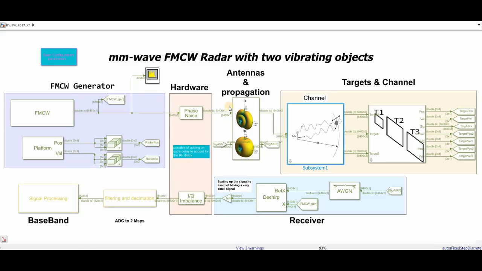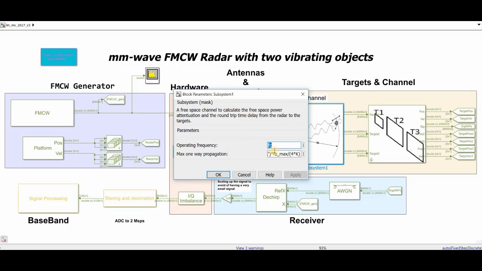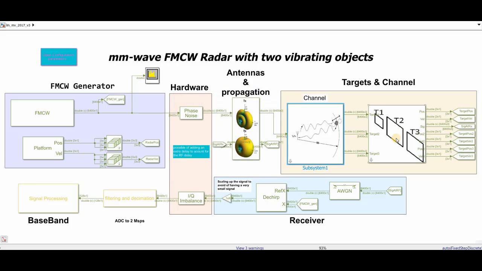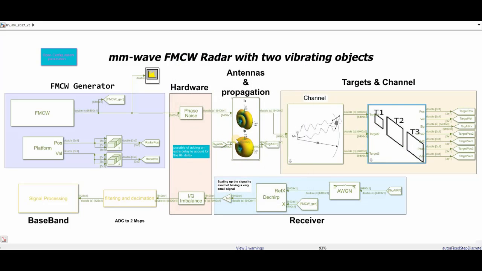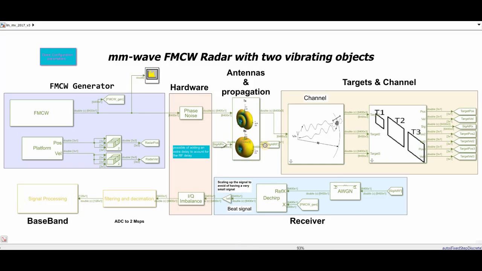The phase noise added signal then goes into a radiator, which converts the signal to an electromagnetic field by considering the antenna pattern and the polarization. The channel calculates the two-way path loss and the propagation delay between the targets and the radar. The wave is reflected off the targets and collected by a collector at the receiver, which also includes the antenna polarization.